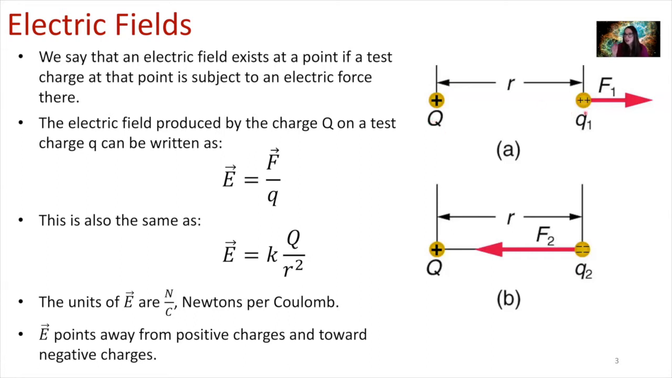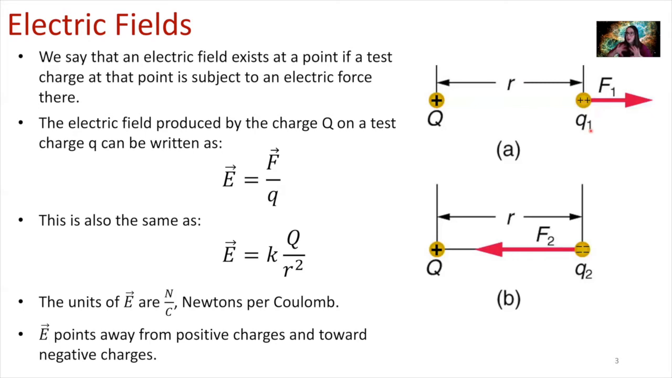And then the electric field that this little test charge feels is the electric force on it between big Q and little q, divided by the little charge here, little q. So the electric field at the point of little q is the electric force between these two charges divided by this little charge, little q.